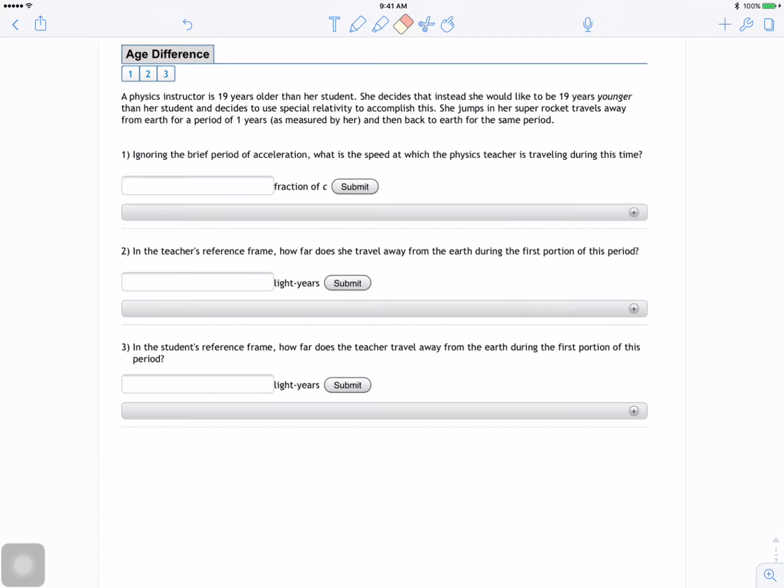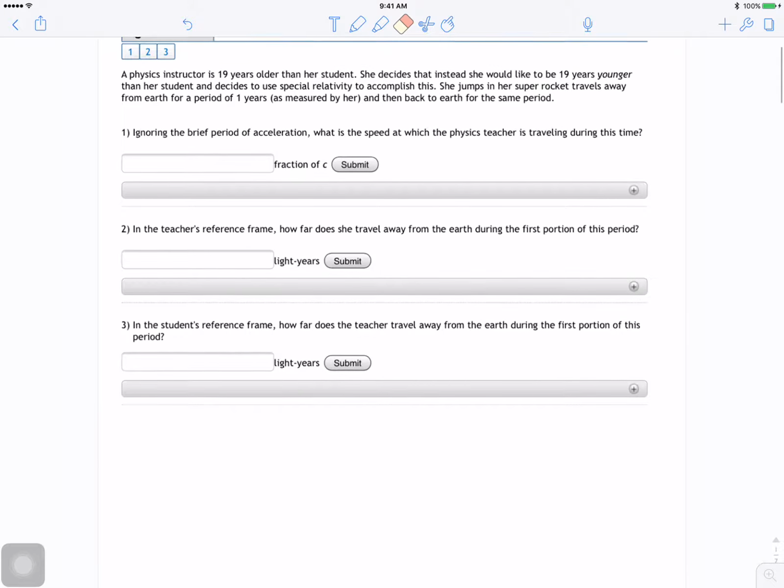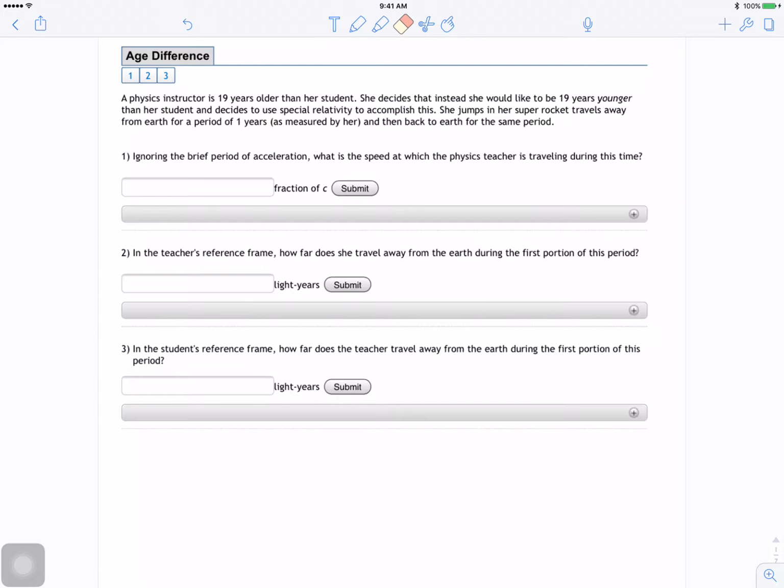Alright guys, this is Waleed, and today's problem from relativity is the age difference. So I'm gonna try to explain it the best way I can.